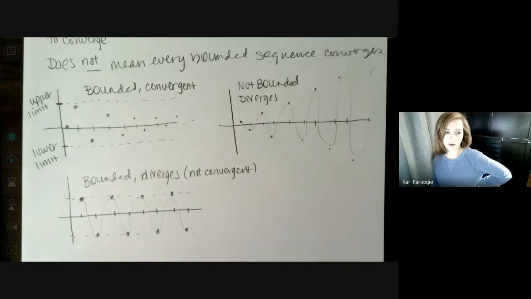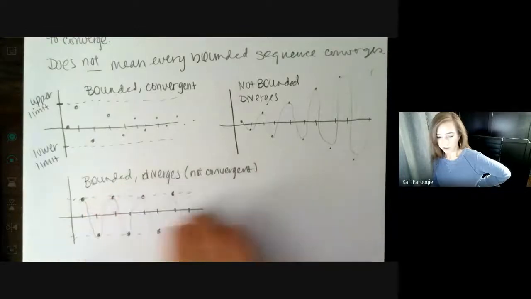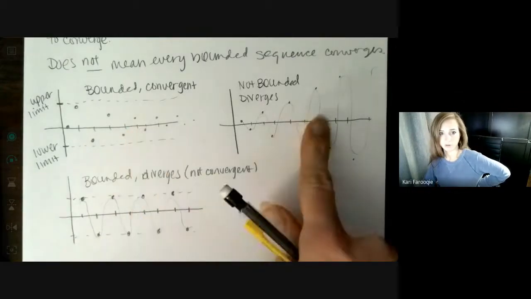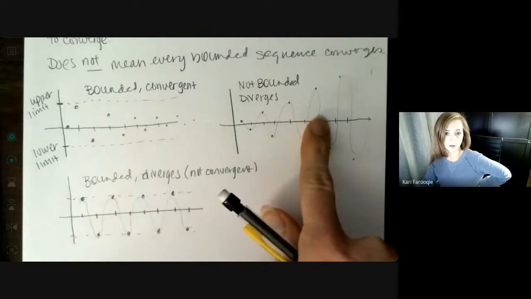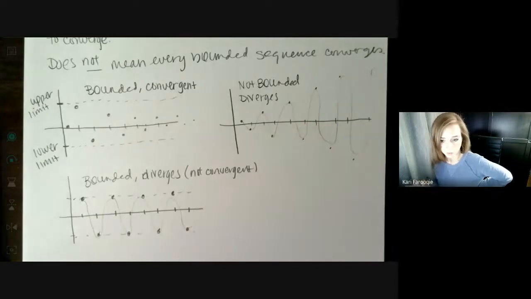So I want you to understand the difference. This one is bounded, but it doesn't converge to a value. So it diverges. Limit does not exist. Here we have the limit exists. This one, we can't say. We just know it diverges. The limit doesn't exist. It goes off to plus or minus infinity.